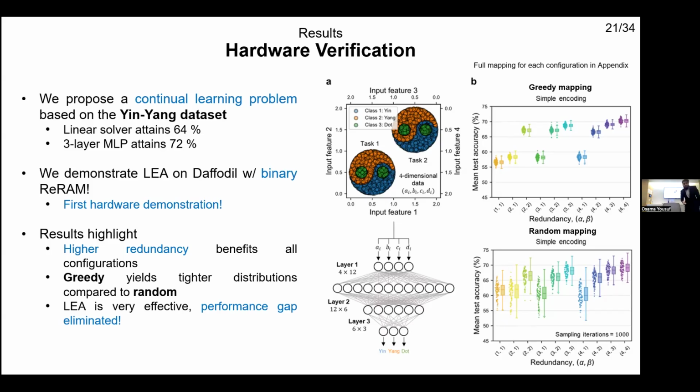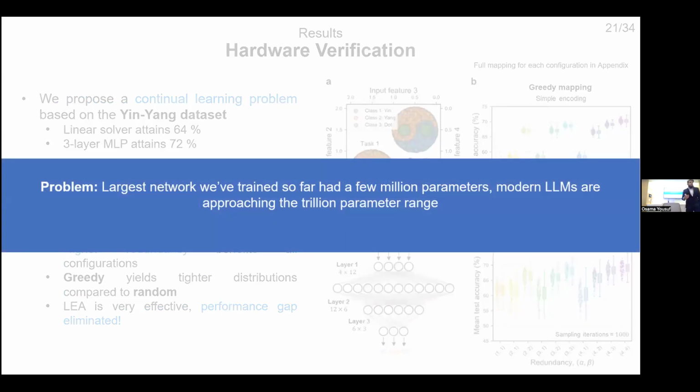Okay, so moving on, the last part of my dissertation actually focuses on much larger networks. In particular, it focuses on LLMs. The key problem here is that every network we've trained so far, the largest network had a few million parameters, the AlexNet network, whereas modern LLMs are approaching the trillion parameter range. So there's a huge gap there still.